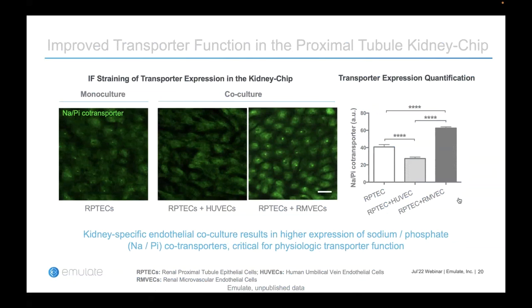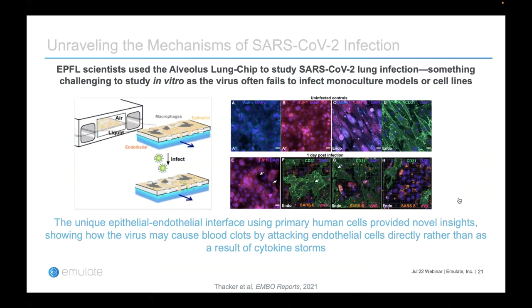So as I mentioned, two examples here of how endothelial cells can improve the look and the functionality of the cells, but it also opens up new mechanisms of probing the biology. And here's an example that was published last year by Thacker and colleagues. Here they were looking to model an alveolar lung chip.